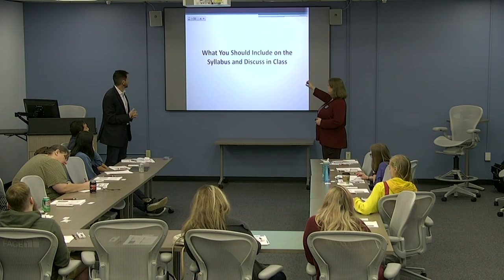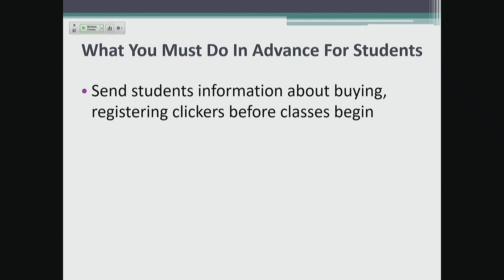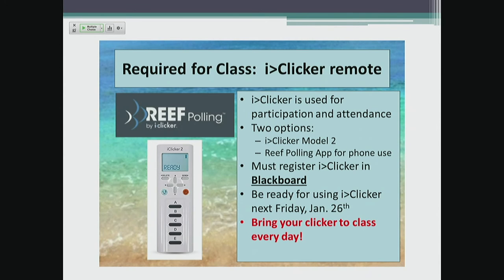In your syllabus and discussing in class, you do need to do this. You need to let students know how to buy it, where to buy it, because you would think they would know to go to the bookstore, but they don't. And how you actually set it up and register it. Include in your syllabus information about which devices they are supposed to use, if they can or can't use the mobile. As I said, how to register. This is what I put in my first slide, and then I repeat it through the first week. It's required. This is the model. You have to register it.